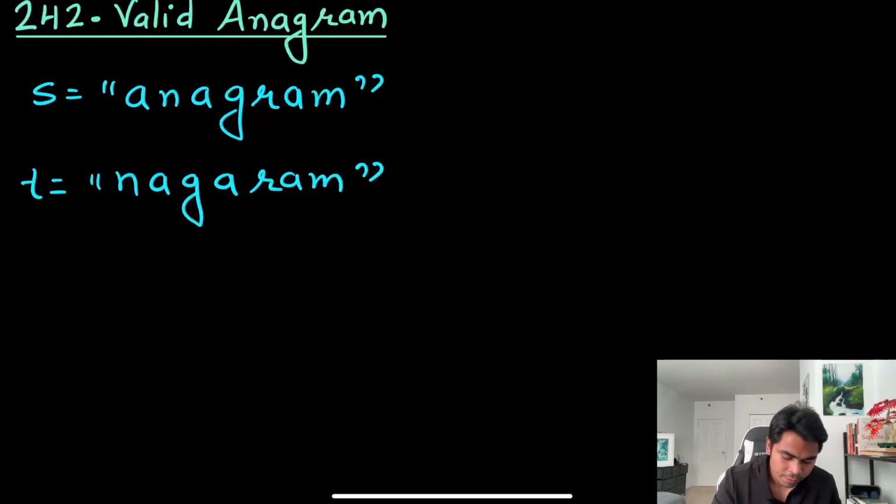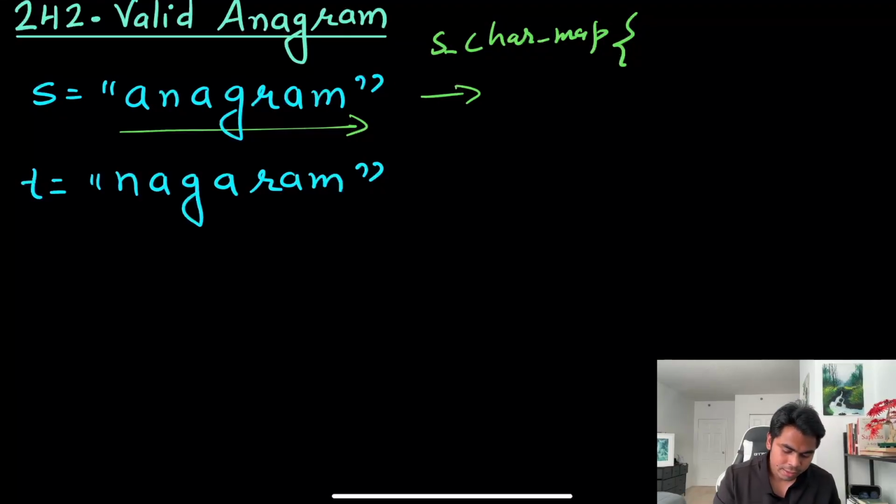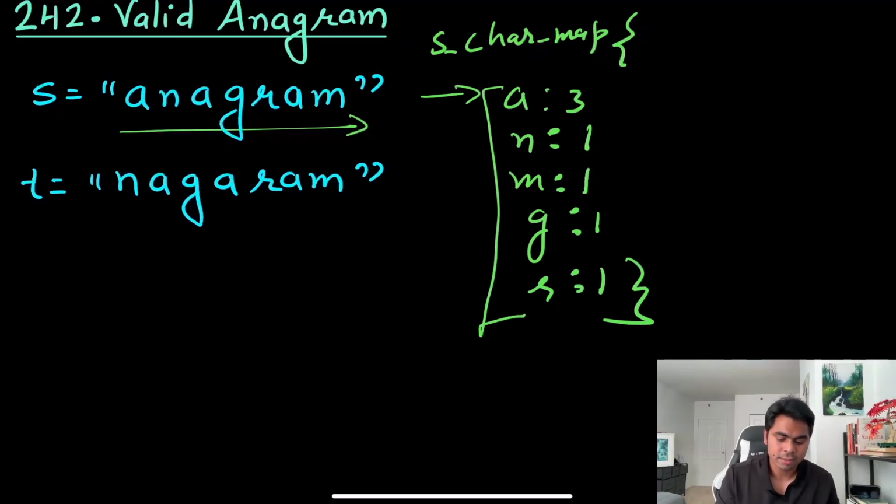So how about I create a char map, and then I will go through my s. I can say s char map, and then I will go through all of these and store their frequency. So a appears 3 times, n appears 1 time, m appears once, g appears once, and r appears once. So that's the frequency check. These are the keys, and these are the frequency of each of those characters.